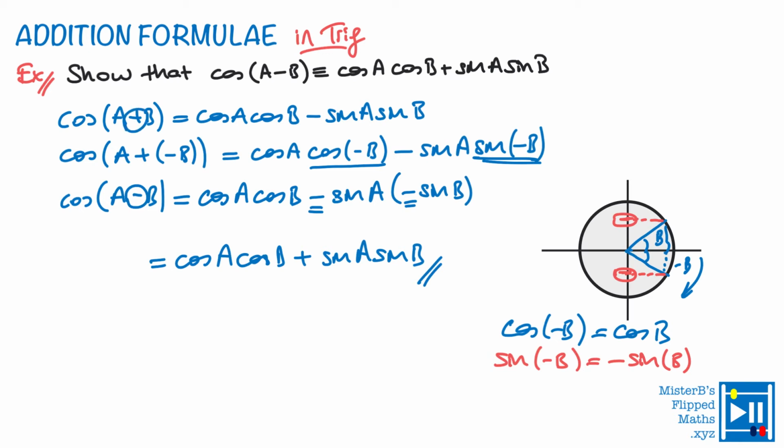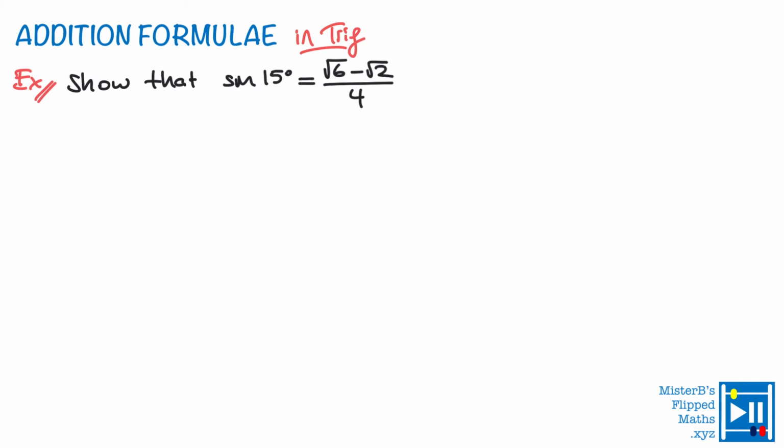Now let's look at this example. Show that sine 15 is root 6 minus root 2 over 4. Now, this is easy to calculate, there is no problem with that, but we have to show here that sine 15 is actually this exact value. Now, at this point you should know that there are some special angles with special values when it comes to sine, cosine and tangent. So look at this table now.